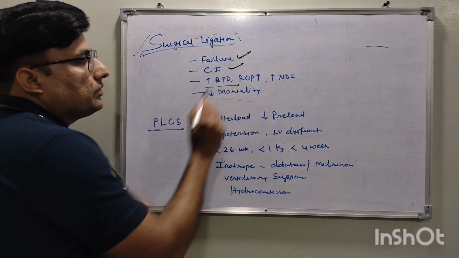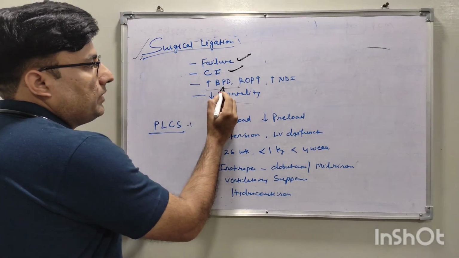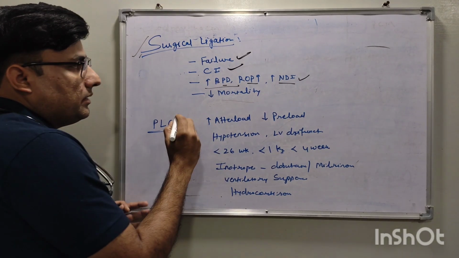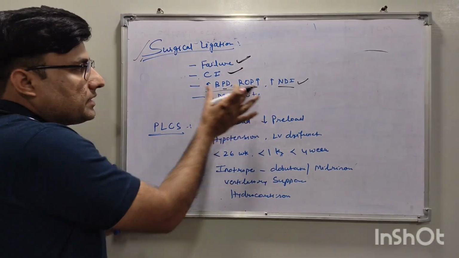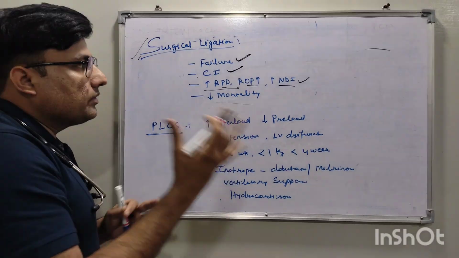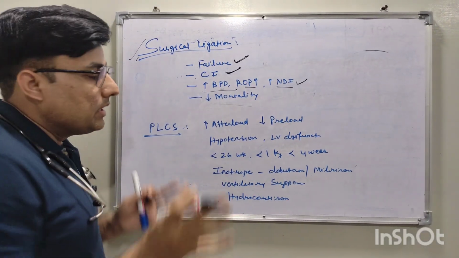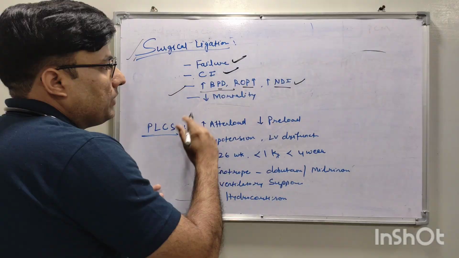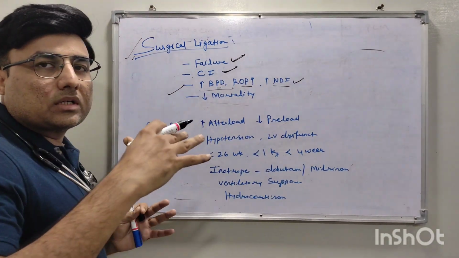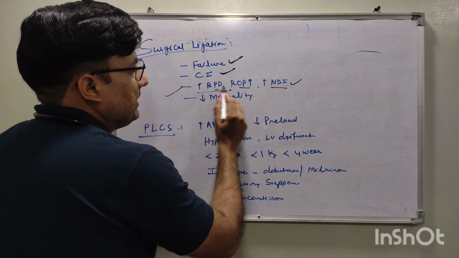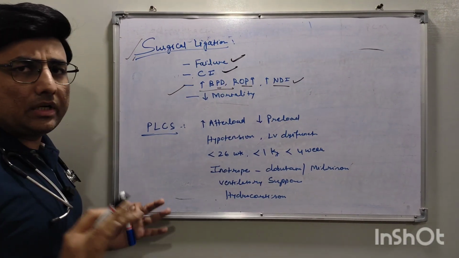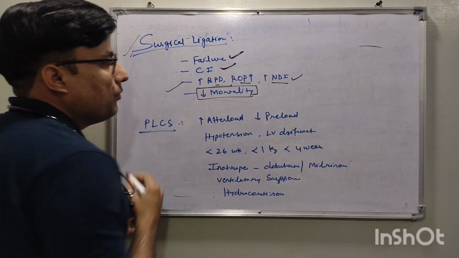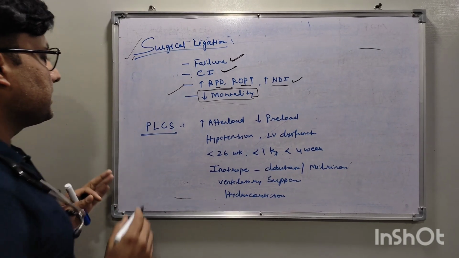Many studies have shown that surgical closure increases the risk of BPD, ROP or neurodevelopmental impairment in the long term. But this may not be because of the surgical closure. These babies went for surgical closure maybe because the disease was more severe, the PDA was more hemodynamically significant, a left to right shunt was causing problems, and the baby was more ventilator dependent with prolonged ventilator support. Because of that, these babies had increased risk of BPD, ROP or neurodevelopmental impairment. But studies have shown that surgical ligation reduces the risk of mortality also. So this was our surgical ligation.